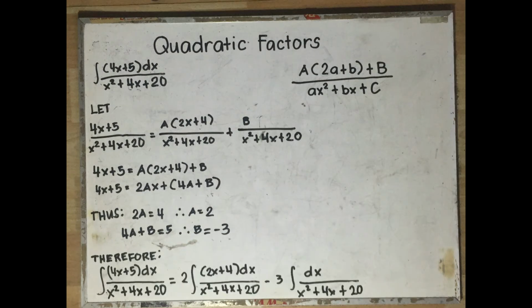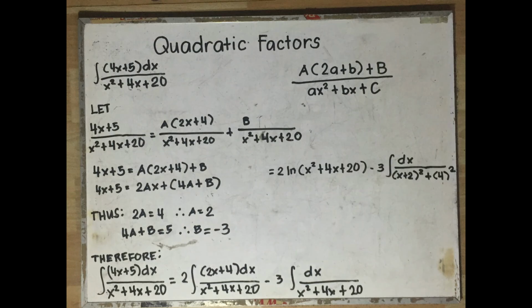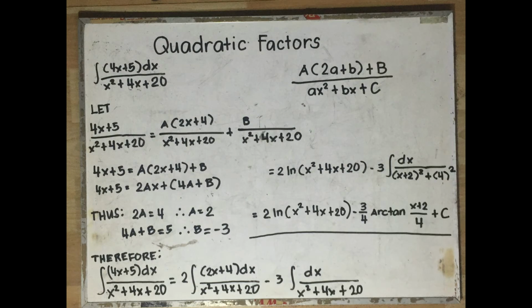Therefore, the integration of (4x + 5) dx over (x² + 4x + 20) is equal to 2 times the integration of (2x + 4) dx over (x² + 4x + 20) minus 3 times the integration of dx over (x² + 4x + 20). Using inverse trigonometry on the second function, we have 2 ln(x² + 4x + 20) minus 3 times the integration of dx over ((x + 2)² + 4²). Integrating this function completely, we have 2 ln(x² + 4x + 20) − 3/4 arctan((x + 2)/4) + c as the final answer.